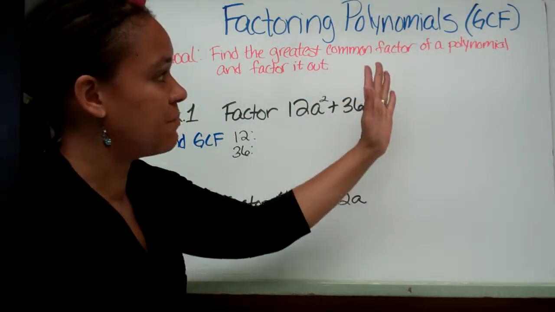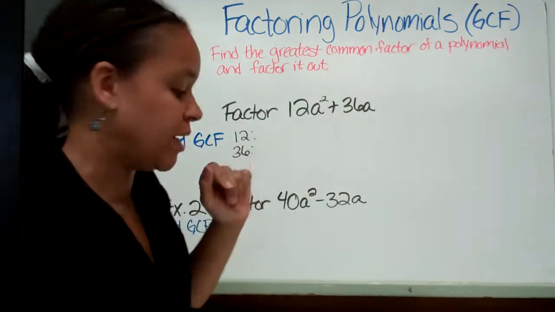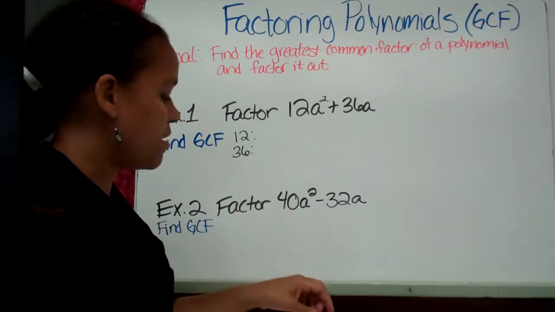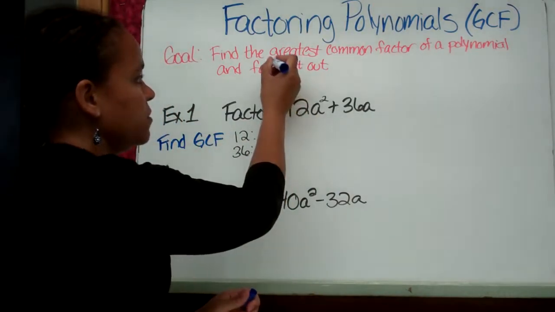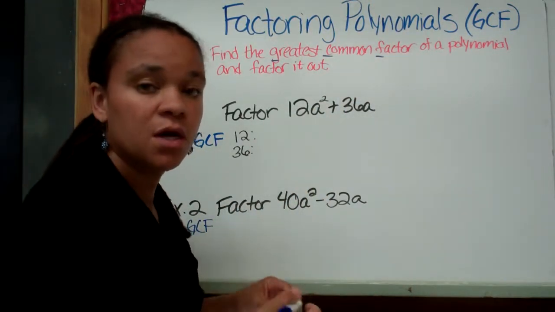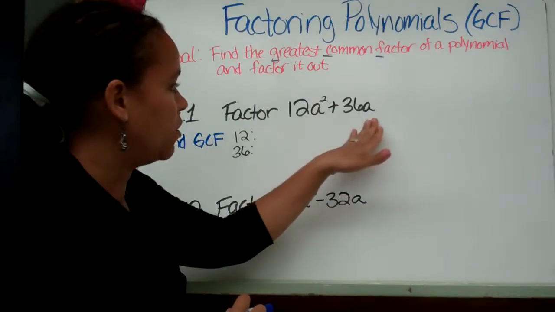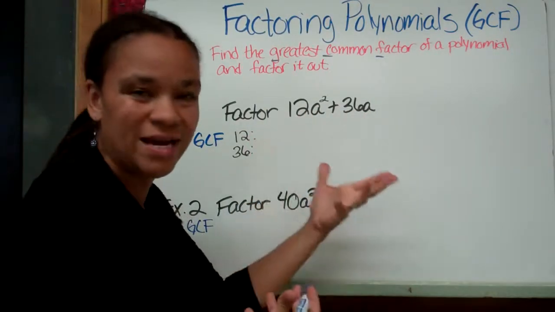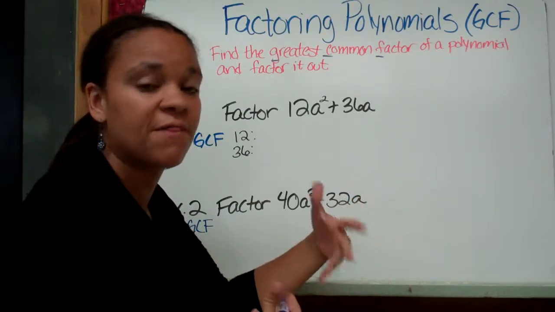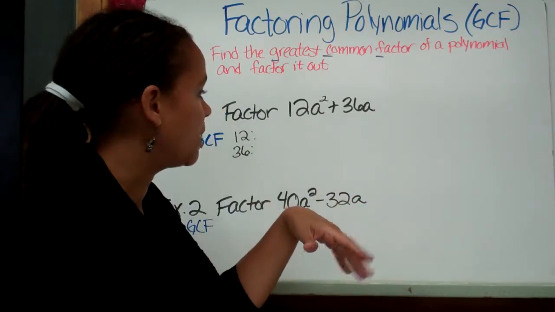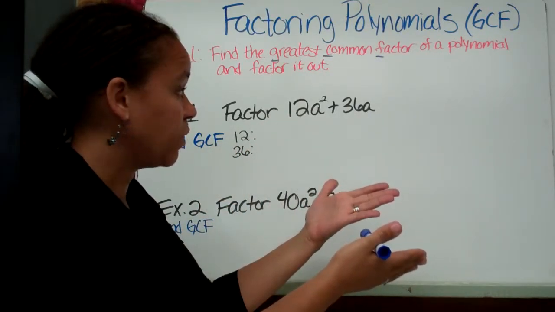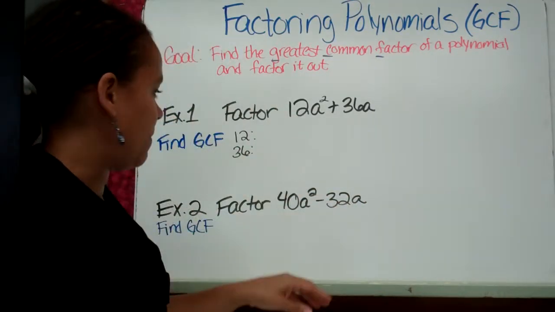When we talk about this type of factoring, we want to find the GCF, the greatest common factor. So our goal today is to find the greatest common factor, GCF, of a polynomial, and we want to factor it out. When we have a polynomial, we want to see the greatest factor that they have in common. They may have many factors in common, but we want the greatest one. Factor that out, or kind of divide that out, so you're just left with the remainder. So let's see what that means.